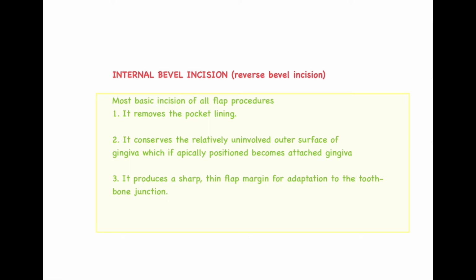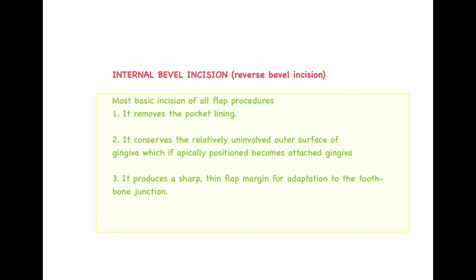Therefore, it is also known as the internal bevel incision, and the incision which we give in gingivectomy is the external bevel incision. Now, this can be asked as an MCQ. Therefore, you must remember that internal bevel incision is the reverse bevel incision. This is the most basic incision which is required for all the flap procedures. Now, what are the objectives of this incision? The first one is it removes the pocket lining. As we know that we are doing this procedure to eliminate the pocket, therefore this incision removes the lining of the pocket. It also conserves the relatively uninvolved outer surface of the gingiva.